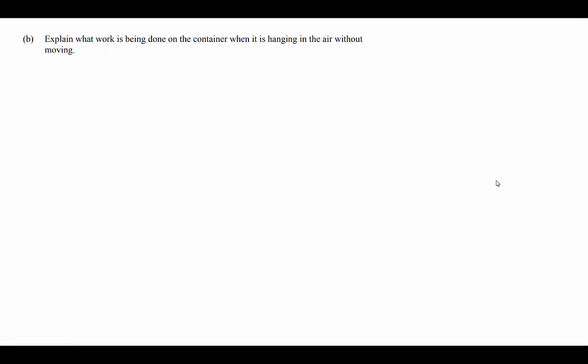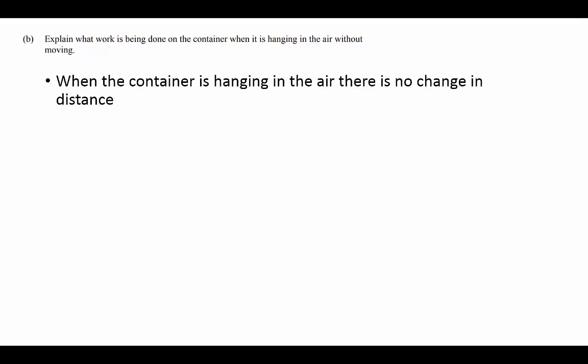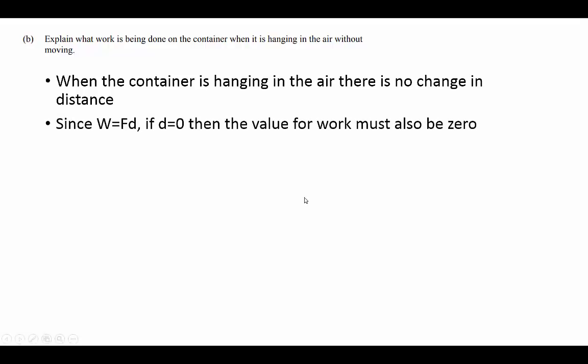So when the container is just hanging in the air without moving, what work is being done? If a force is being applied but it's not being applied over any distance, then according to the formula, work done equals force times distance, there's no work being done because the distance is not changing. And so using that formula, if d equals 0, then the value for work done must also be 0.